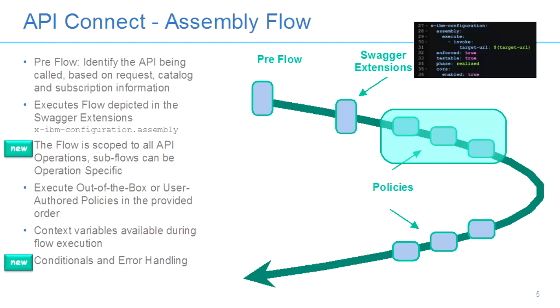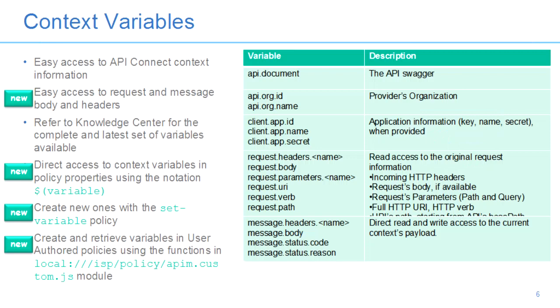You're going to be able to line up your out-of-box policies to execute. Your security definitions defined in Swagger will be injected into that flow. Your user-authored policies can be referenced there as well. And we're also taking the assembly context variables that we introduced in version 4 up to the next step, adding a bunch of new capabilities that we will be commenting on very soon, which we get to on the next slide, talking about context variables.